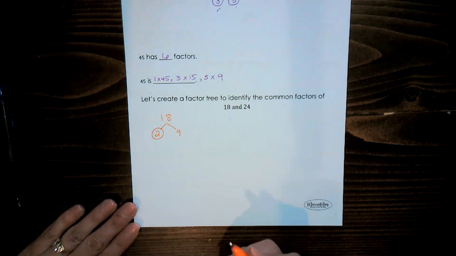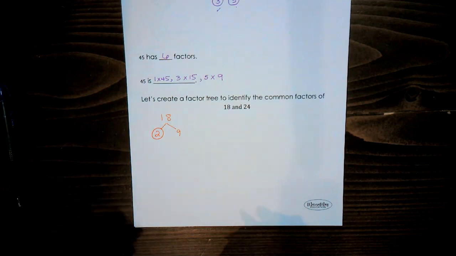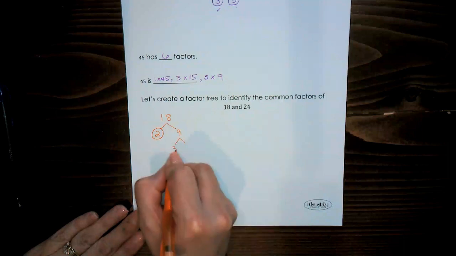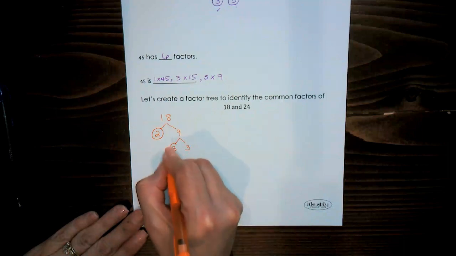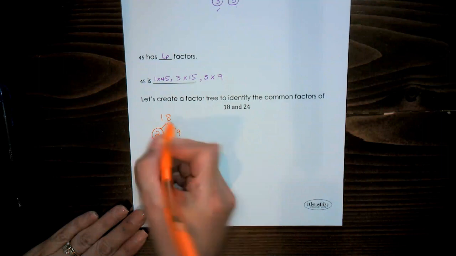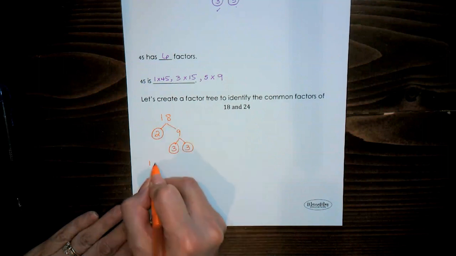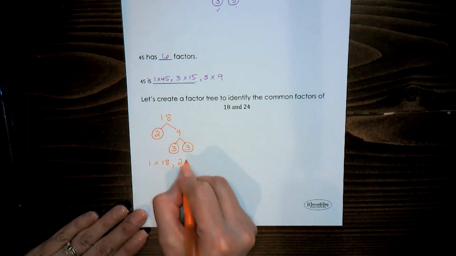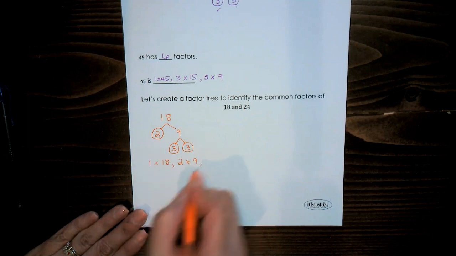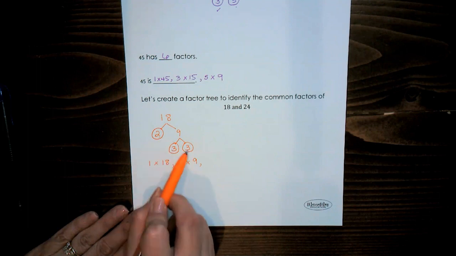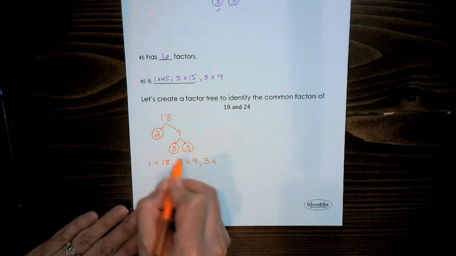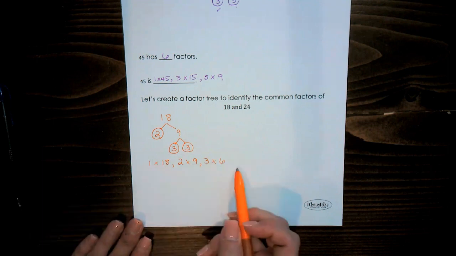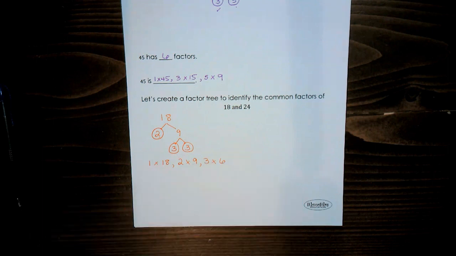The only way you get 2 is to multiply 2 times 1. So I know that part of the branch ends. And 9 would be 3 times 3. And again, those end. So let's write out all the ways you get 18. 1 times 18, 2 times 9, and then 3 times 6, right? So you've got 6 factors of 18.